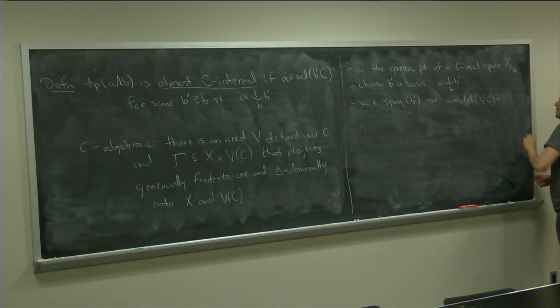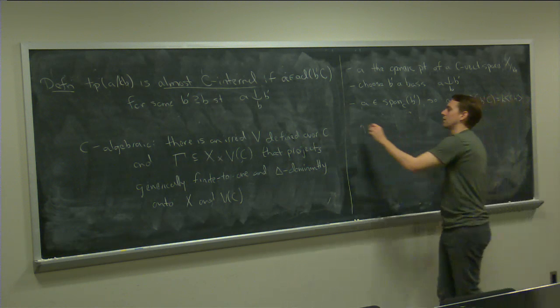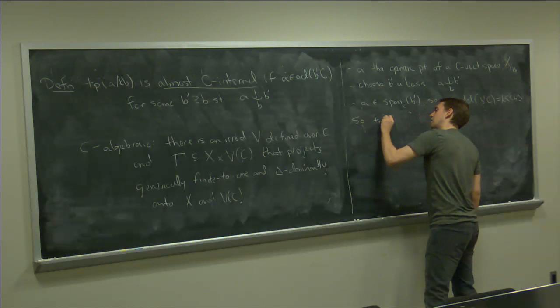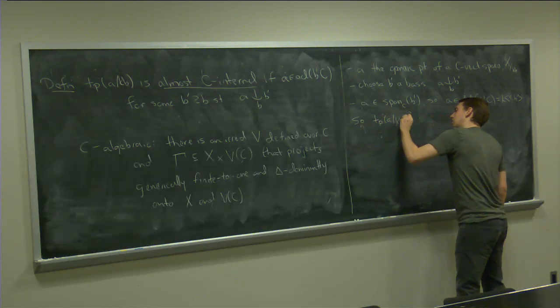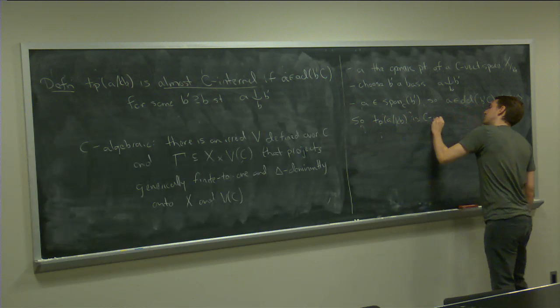And that's the vectors, the differential field generated by the constants in B prime. Right. So this type is C internal.